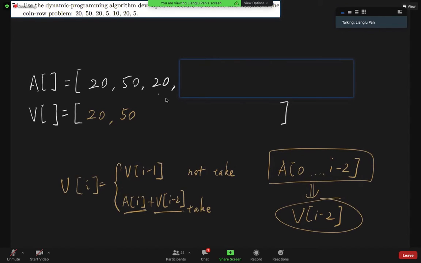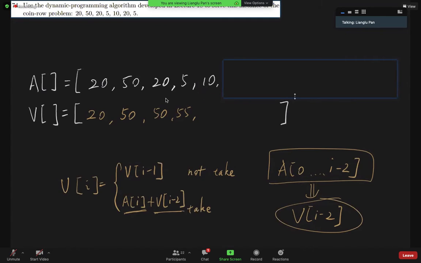Now, for this 20 cents, I think if we are not taking it, then the highest value would be 50. If we are taking it, then we have 20 plus 20 giving us 40. And of course, we want to maximize the profit we get, so we're going to have 50 here. I think this recurrence relation can then be used for any other coins in this sequence. For example, for this 5 cents, if we are not taking it, then the maximum we can get would be 50. If we are taking it, then we can at the same time take this 50. Then it will give us 55 as the maximum amount of money we can get.